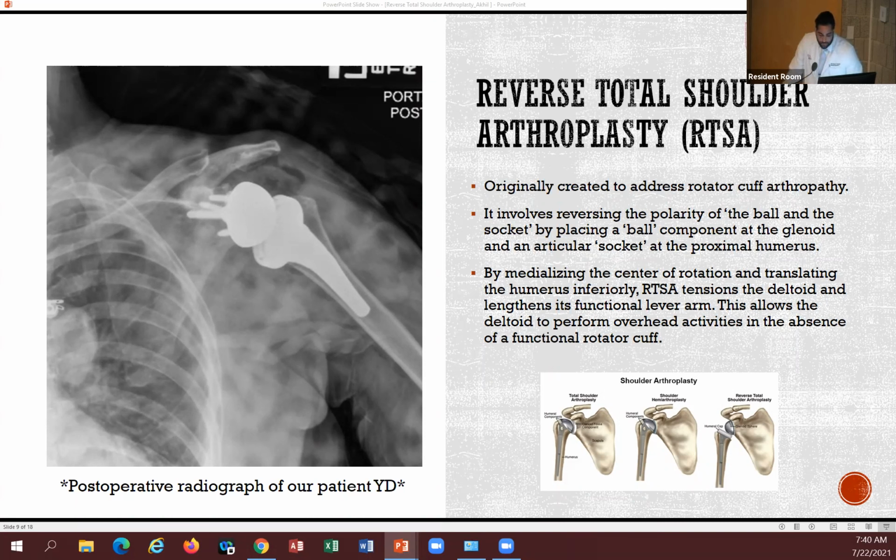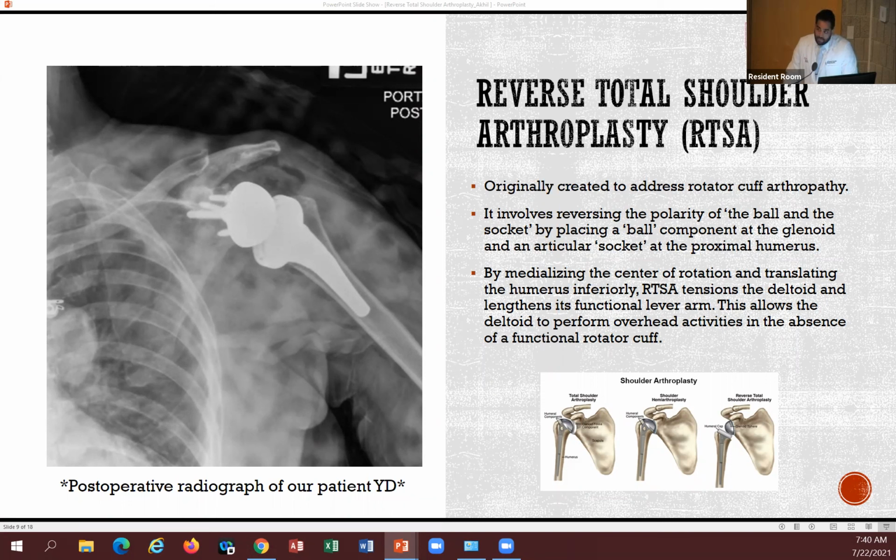The first prototype of reverse total shoulder was made around 1970 in the UK by two physicians there. However, it wasn't officially published in the literature until 1987 by Grammont, who introduced it as a modality to treat rotator cuff tears. It was very popular in the UK and France. However, it didn't make its way over to the United States until 2004. The FDA approved it that year.